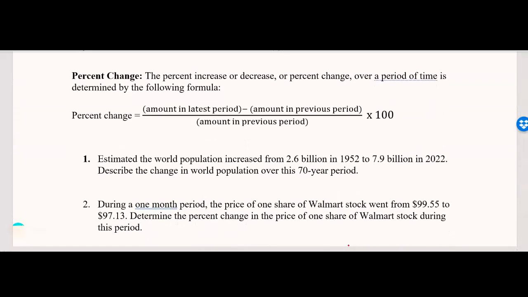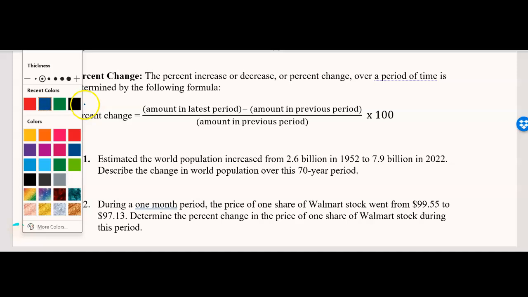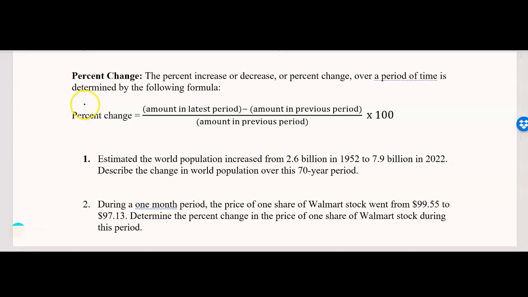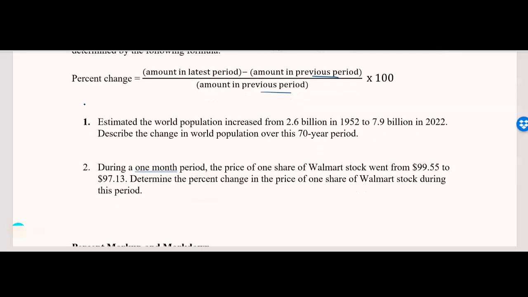Now let's talk about percent change. With percent change, we're talking about if we have a percent increase or maybe a percent decrease, but it's a percent change over some period of time. This is your formula. If you want to find the percent change, it does not matter if it's an increase or decrease. You're using the same formula. You take the amount in the latest, the most recent period, minus the amount in the previous period, and it's always divided by the amount in the previous period. In other words, these two amounts should always be the same. Now, let's try an example, and I'll keep that formula in our view.